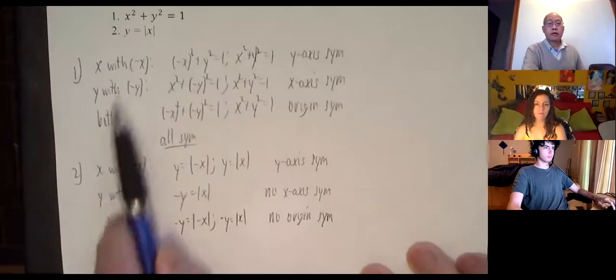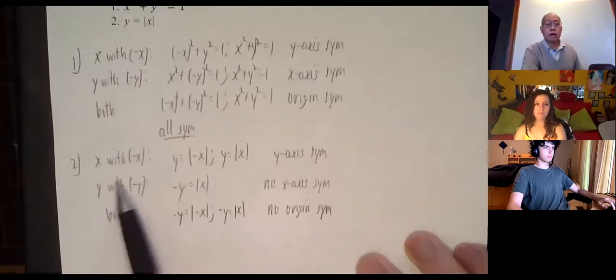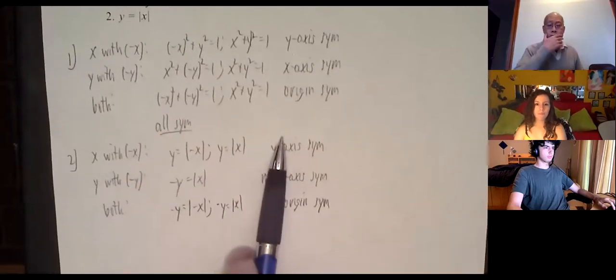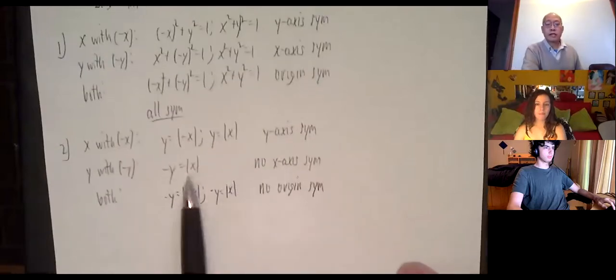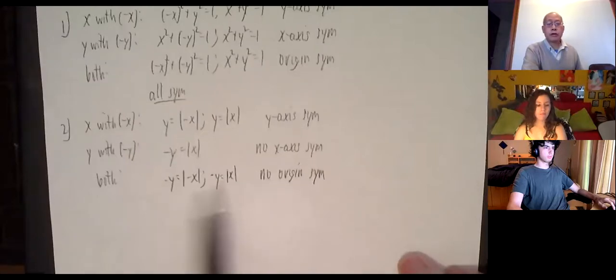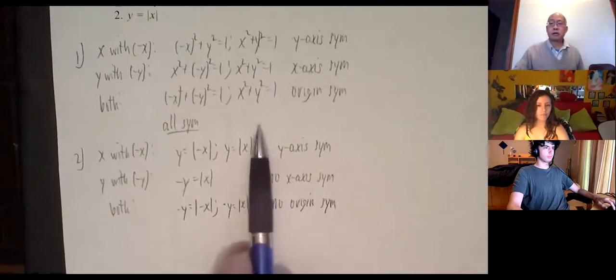Okay, and then for number 2, y equals absolute value of x. So yeah, for number 1, you have all the symmetries. Number 2, replace x with negative x, you get the same thing back. You have y-axis symmetry. But if you replace y with negative y, you don't get the same thing back. So no x-axis symmetry. And if you do both, you don't get the same equation back, so you have no origin symmetry. So that's what was expected of you for this particular quiz.